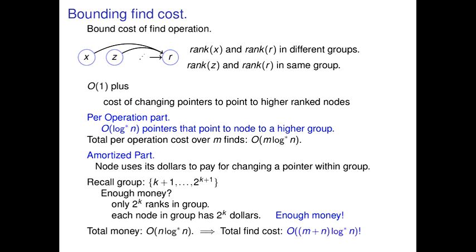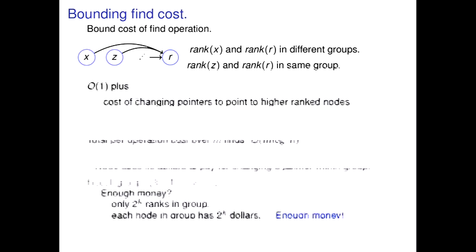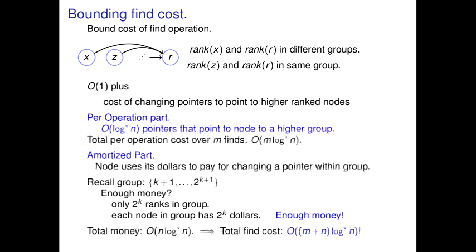We have this part. We just say, if I change my pointer to somebody in a different group, that only happens log star n times. Inside of the group, I only change 2 to the k times, and that's how many dollars I got. And I know I only handed out n log star n dollars.